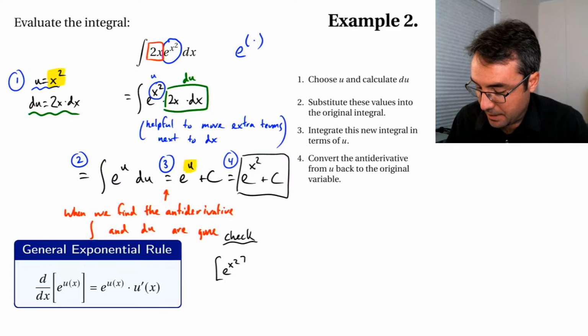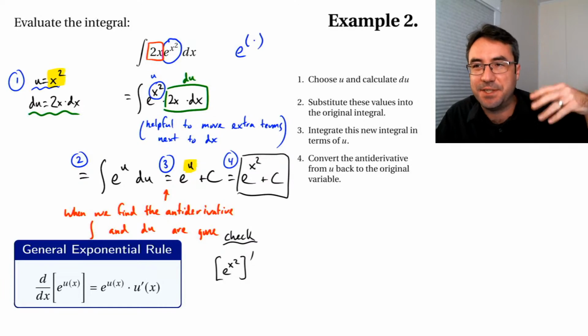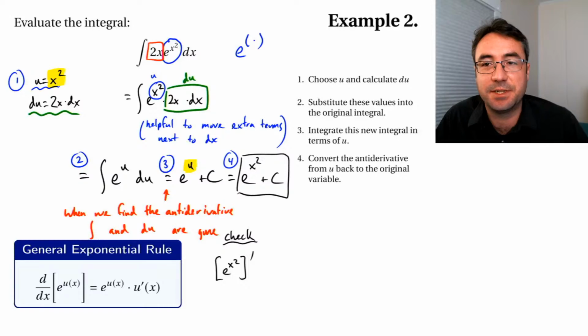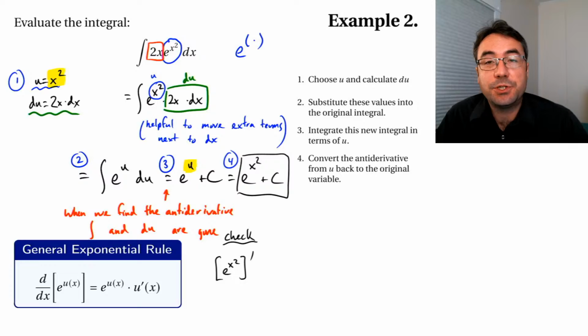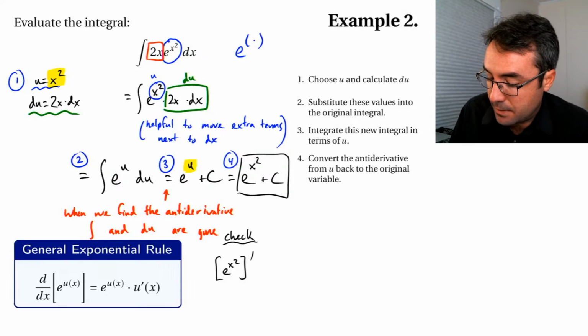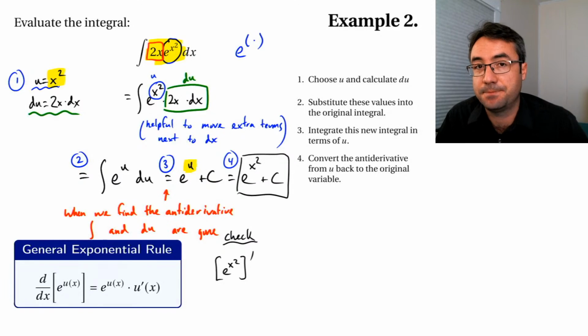So we take the function we got as our answer, e to the x squared. I'm not going to do the plus c because we know the derivative of a constant is 0. But we take the main part, the variable part of our antiderivative, and we differentiate it. And if we did everything correctly, we should get back our original function that we were trying to integrate. And so that's the nice thing about integration: we can always check our answers.